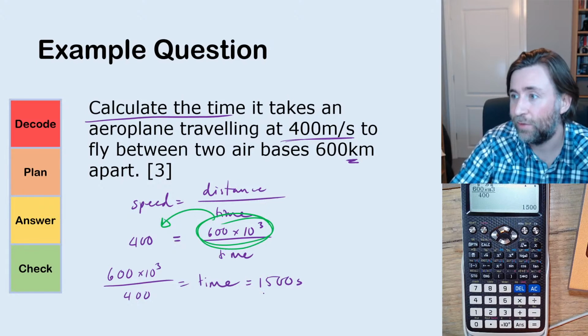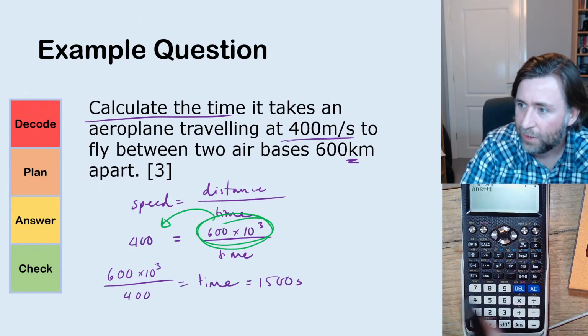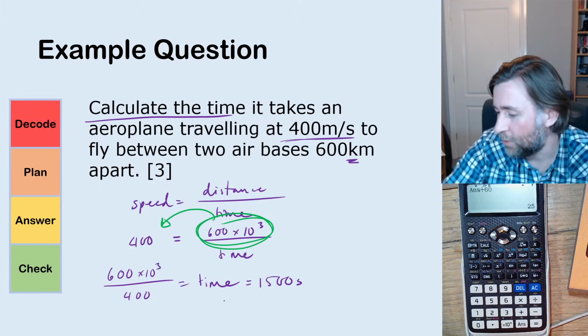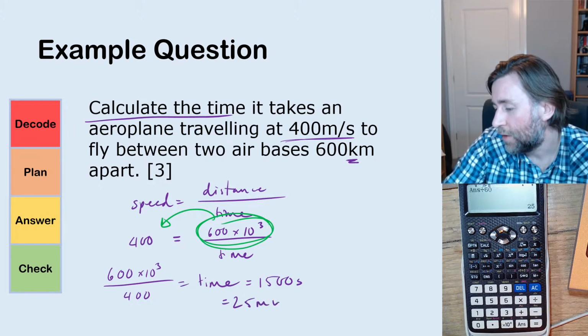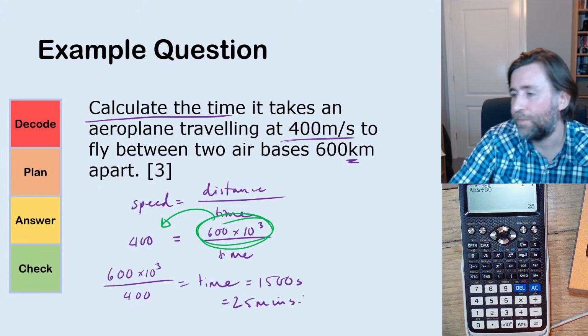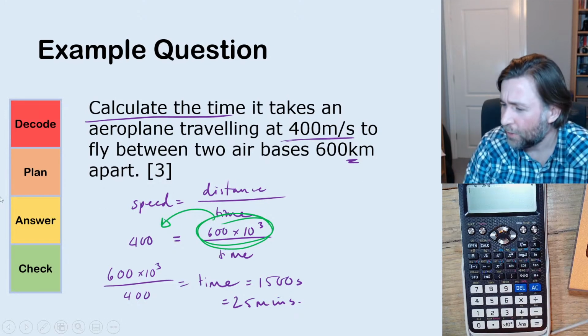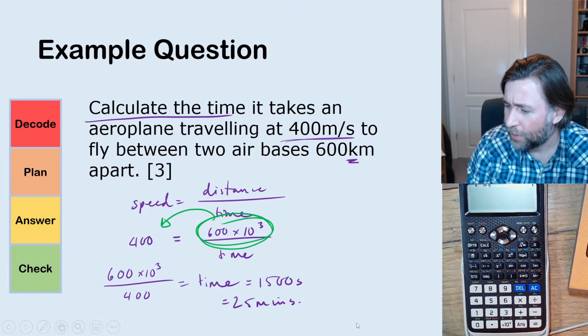They might ask you for minutes, so maybe divide that by 60. You can certainly do this if you want. That's also 25 minutes. And then if you wanted hours, you could divide by 60 again, and so on. Let's rock on.